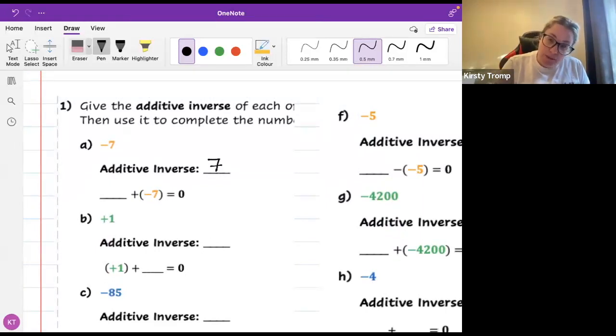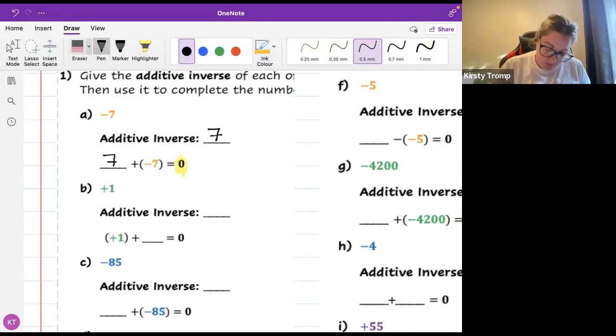And so if I put it into my sum to make sure that it's right, we're going to say 7 plus negative 7. If I say 7 plus negative 7, what should it give me? It should give me 0. So 7 plus negative 7 will give me 0. Good. So let's do the next one. The number is 1. The additive inverse of 1 is negative 1.